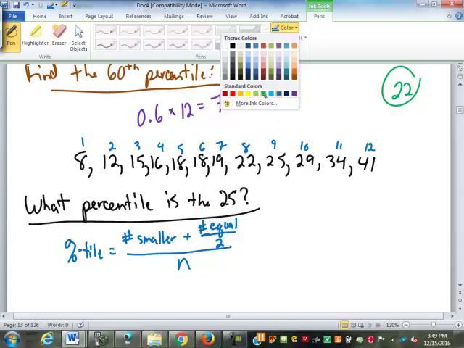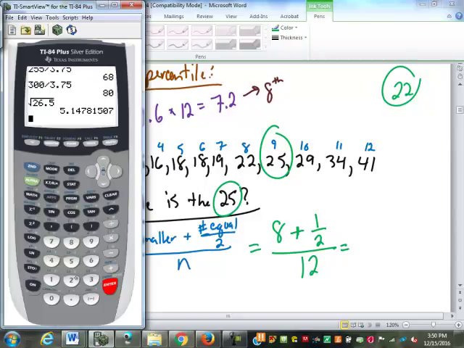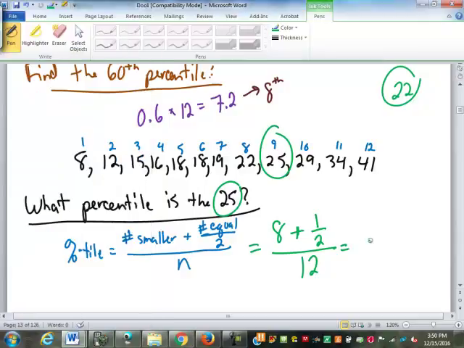So here we have the 25 we're looking for. How many numbers in that list are smaller than 25? 8 of them. So we're going to add to that. How many are equal to 25? Only 1. So 1 over 2 divided by 2 over n is 12. So this is 8.5 divided by 12. We get 0.7083.